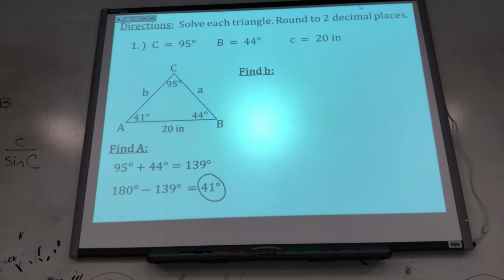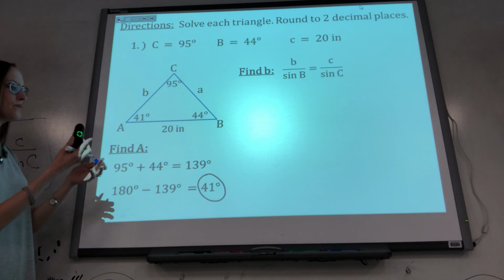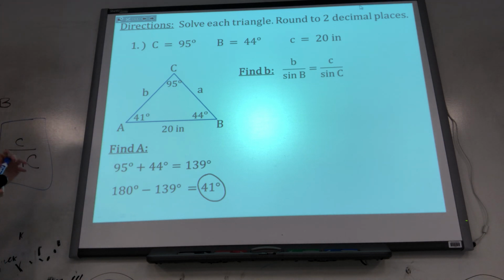Do you know side A and angle A? No, you don't know side A, but do you know everything about the C's? Ding, ding, ding. Yes, we do. So let's pair that part of our formula up with the C's. And I've got it kind of started up there for you too. We're going to take little b over sine of big B equaling little c over sine of big C.